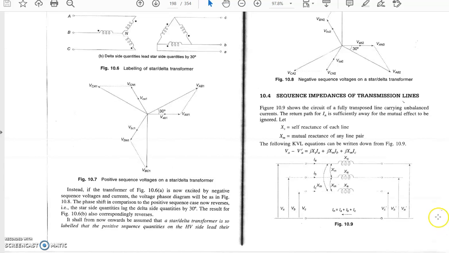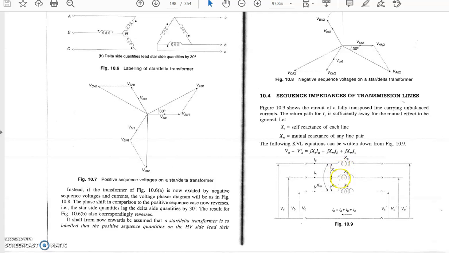This is the model; the diagram shows a model of the transmission line. Here a three-phase transmission line is shown. Xs is the series impedance of the line, VA, VB, VC are the sending end voltages, and VA dash, VB dash and VC dash are the receiving end voltages. This is a fully transposed line carrying unbalanced current. The return path for IN is sufficiently far away for the mutual effect to be ignored. We have not considered that mutual effect.